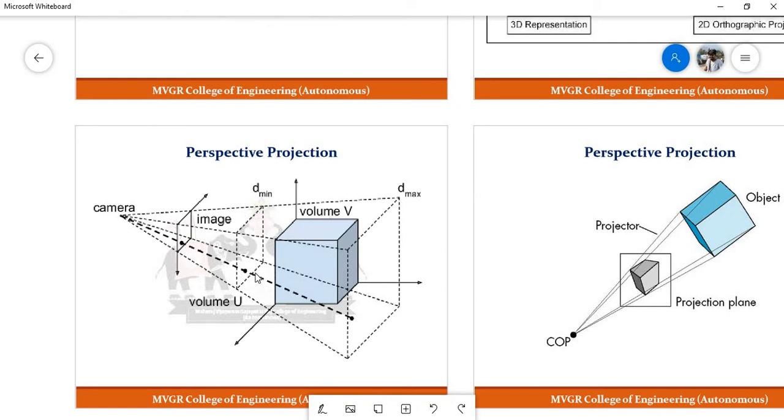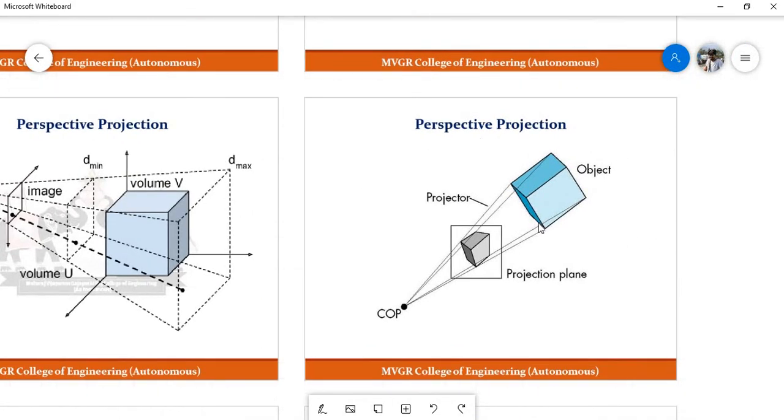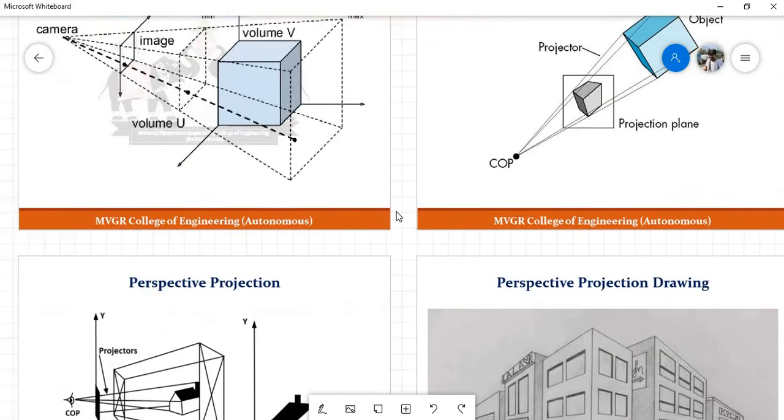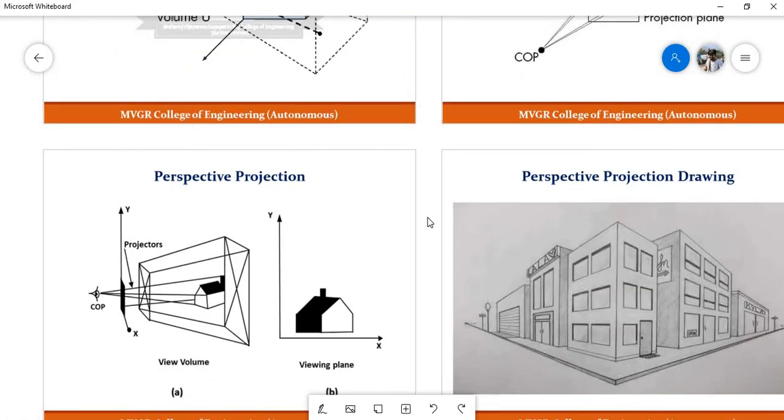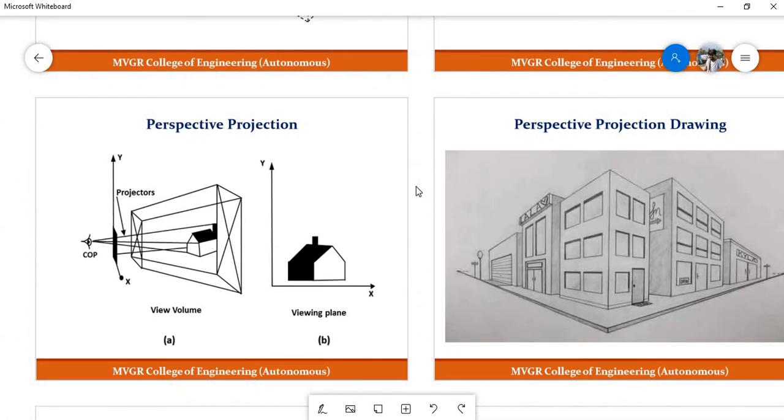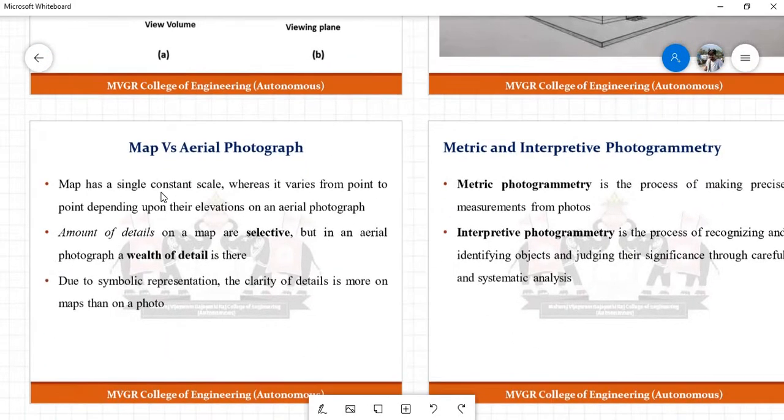This is how it will look like in the photograph. If you see, this is how the object will be on the photograph. This is called perspective projection. This is the difference between a map and a projection. Perspective projection, map and a photograph, these are all some examples, and there are some differences.